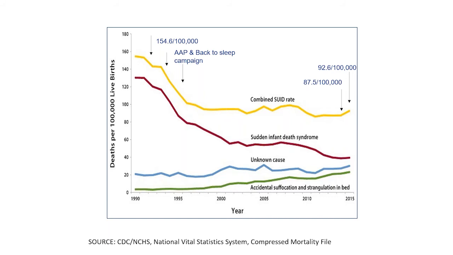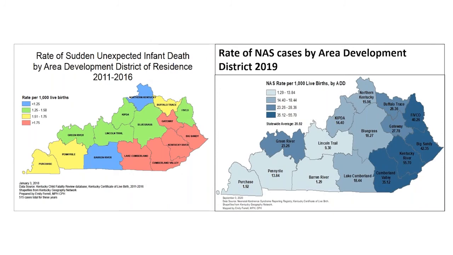In Kentucky, we have an incidence of over 180 per 100,000 births, which is really an alarming, high rate of SUID in Kentucky. So if we look at the SUID rates by area development districts of residence here in Kentucky, on the left of your screen, you can see that the dark pink areas have the highest rate of SUID. And if we look at the rate of NAS by area development districts, you can see that you have similar high rates of NAS in the southeastern part of Kentucky.